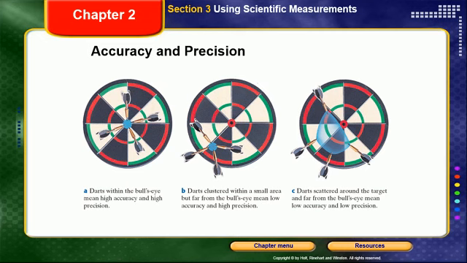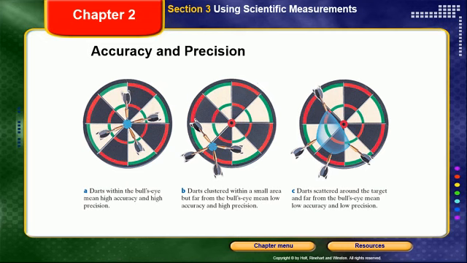Moving on to dartboard B. The darts are clustered within a small area, but they are far away from the bullseye. Since they are far away from the bullseye, far away from the accepted or intended or true value, that means the accuracy is low. However, the grouping remains tight. So that tight grouping makes the precision still high. So low accuracy, high precision on B.